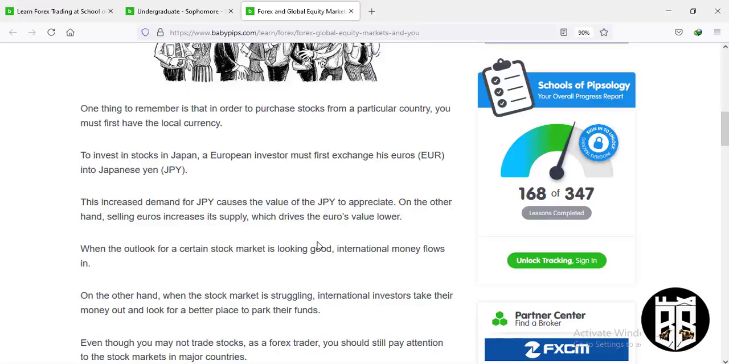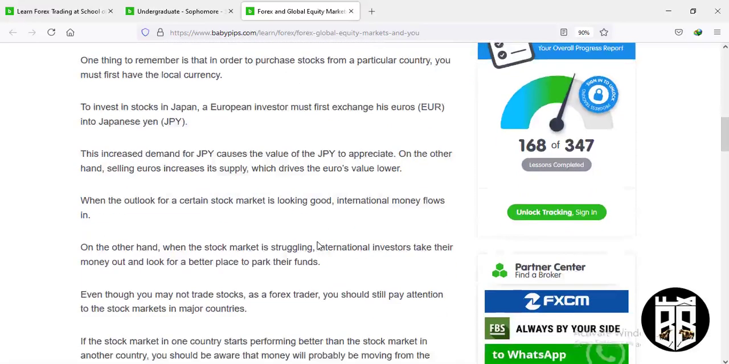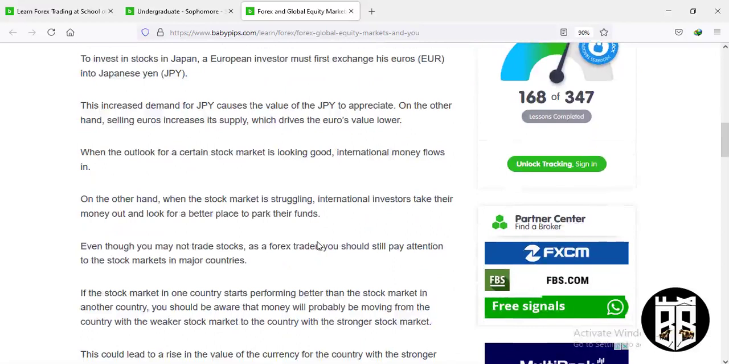So one thing to remember is that in order to purchase stocks from a particular country, you must first have the local currency of that country. So let's say you want to invest in Japan, a European investor must first have his euros and then convert those into Japanese yen. Now this increases the demand for the Japanese yen and it causes the value to appreciate. On the other hand, if he's selling the euros, that increases the supply of the euros, which drives the value of the euros down.